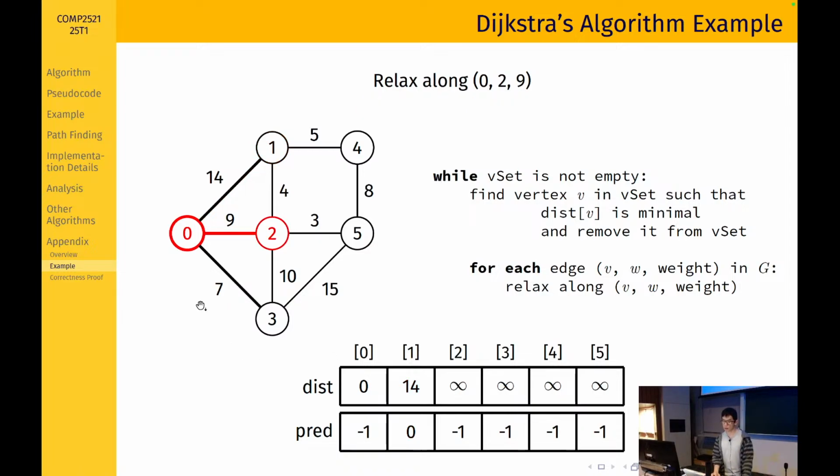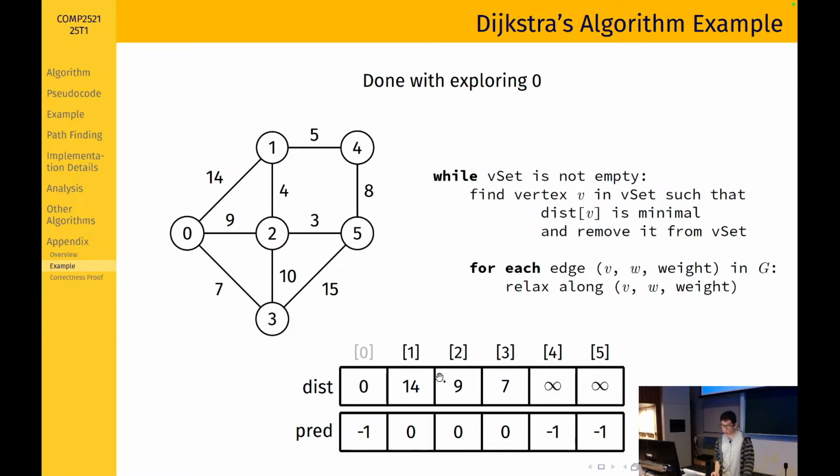We're going to do the same thing for 2 and 3. So we'll relax along 0, 2. That gives us a new path to 2, which costs 9, which is smaller than infinity. So we update our distance and predecessor. And same thing for vertex 3. We have a new path to 3, which costs 7. So that's what happens in the first iteration. The second iteration is where things get a little more interesting.